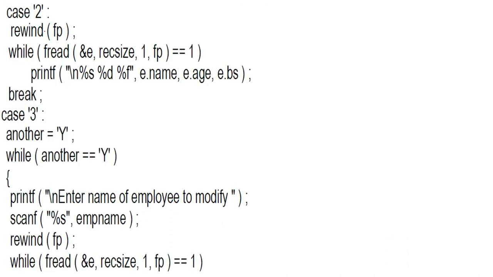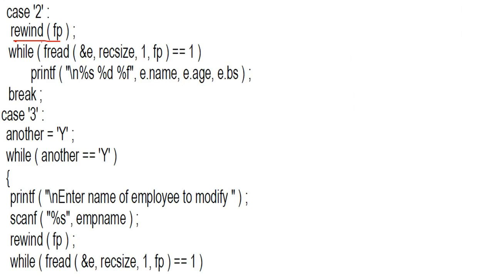The second one is rewind FP. That means, what? The second is the listing of the record. So we have to start from the first record, so we have used the function called rewind. We have reached the first, and now we are reading each record and just displaying it. This is the listing of the record.